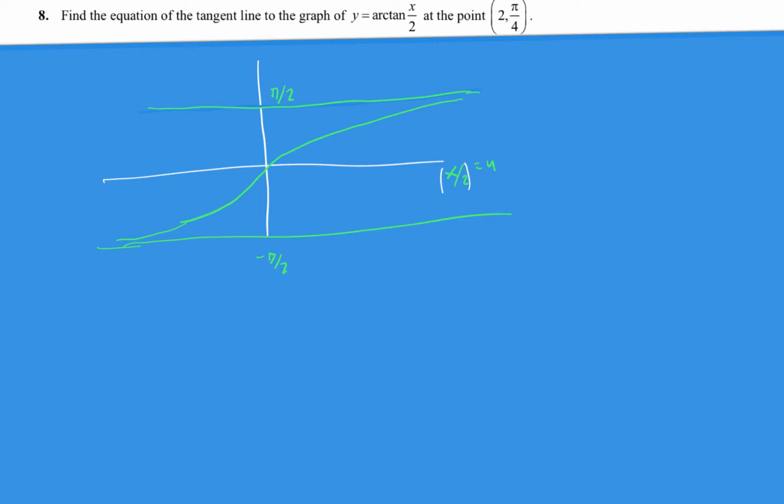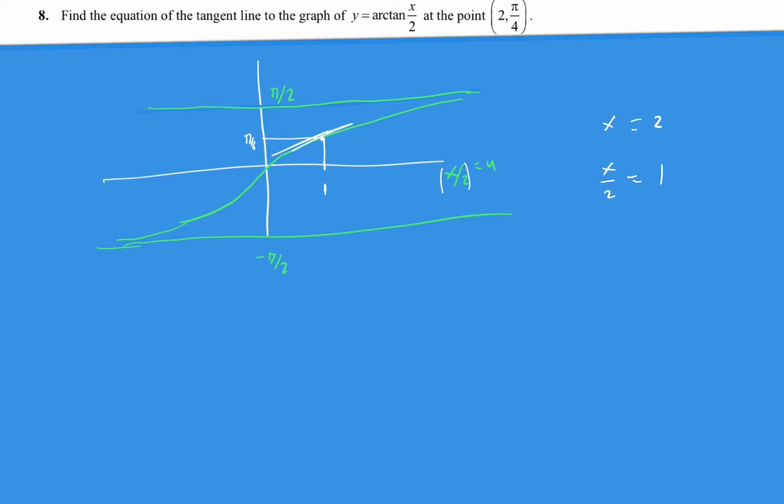And at the point x equal 2, x divided by 2 is 1. So at the point 1, comma, pi divided by 4, what is the slope? Or what is the equation of the tangent line? We need to find the slope. This is the problem. So let's do it.